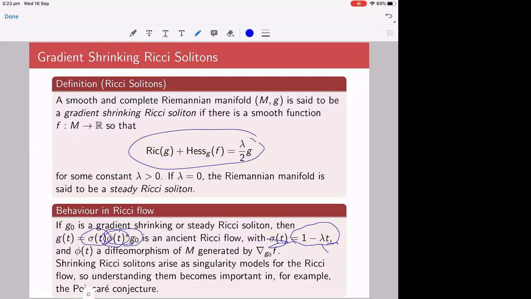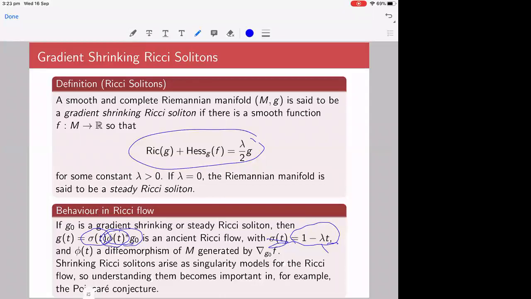So one of the reasons these become important is because as we approach a generic singularity of the Ricci flow, under some assumptions, we might expect to be able to rescale and zoom in. And the hope maybe is that we get something resembling a gradient shrinking Ricci soliton. Making this precise and showing that it was always true was the subject of a lot of Perelman's work. And as I suggested, this was quite useful in resolving the Poincaré conjecture.